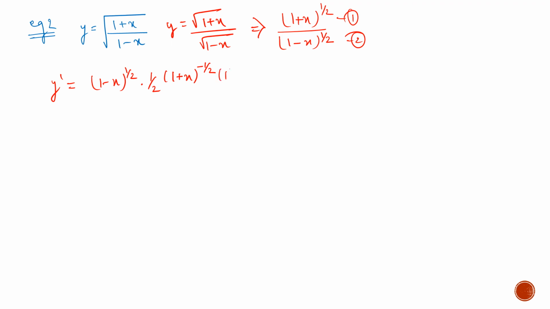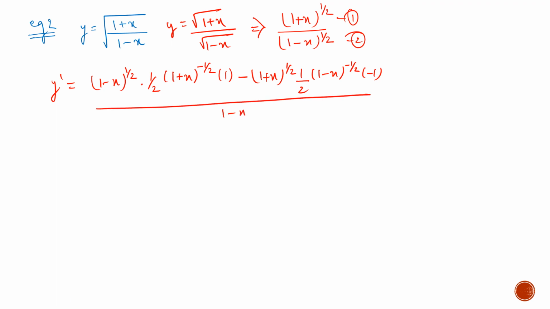And now we have coefficient of x as well, minus first function as it is, second ka differentiation which is 1 by 2, 1 minus x to the power minus 1 by 2. Again the coefficient of x here is minus 1 upon whole upon 1 minus x to the power 1 by 2, right? To the power 2, because it is square.